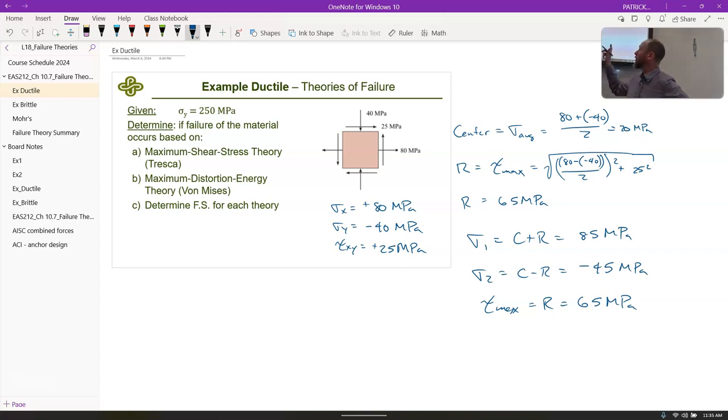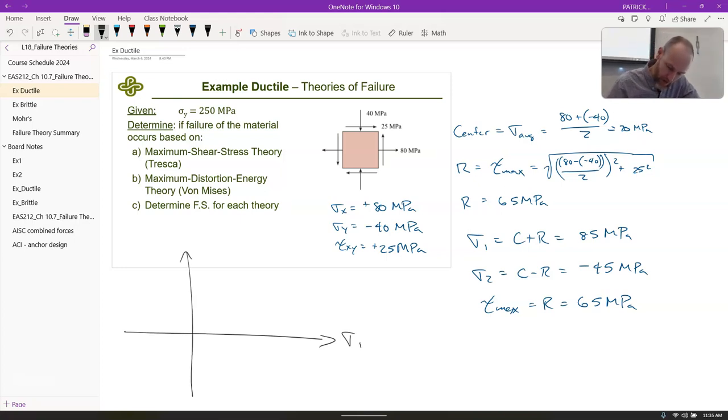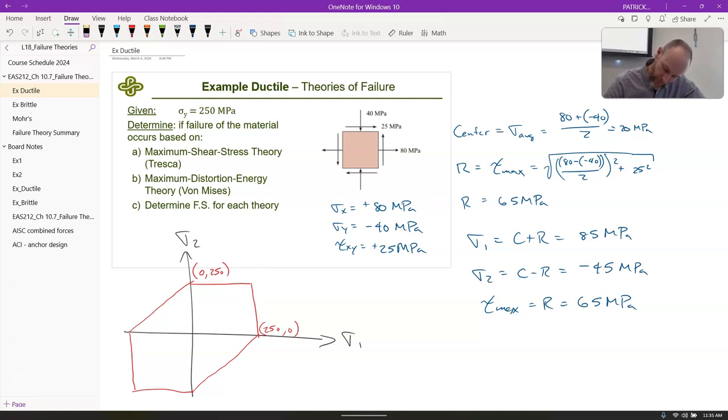So we've got two approaches to evaluate whether or not this works. We'll illustrate both. We've got a sigma 1 plot and a sigma 2 plot where the max value corresponds with the yield stress, and the negative yield stress here, and then just connecting the lines. So this is 250 megapascals, 250 megapascals, zero, negative 250, negative 250, zero. So those are the data points, and that's my failure envelope.